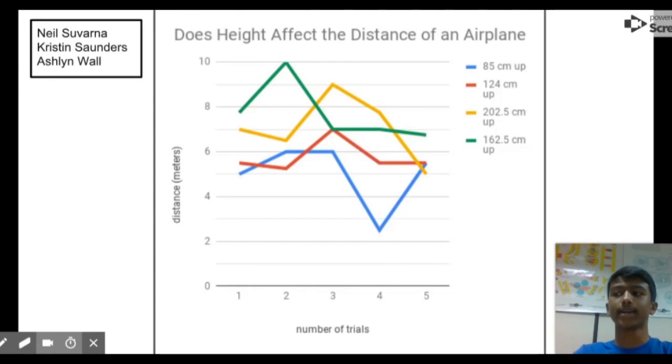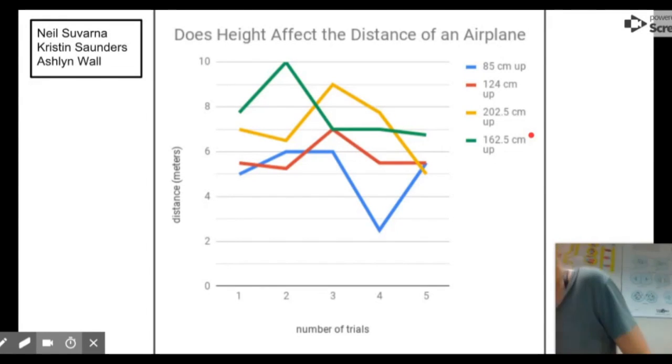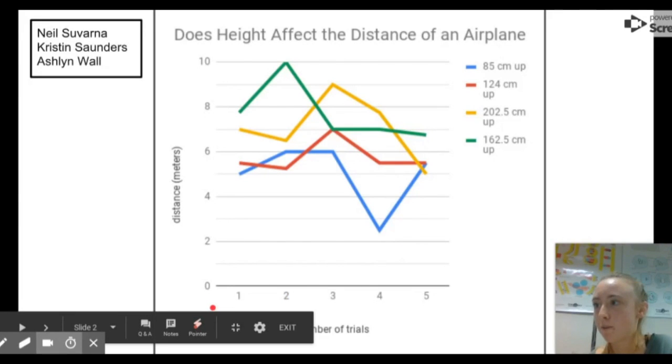Our experiment was how does height affect the distance of a paper airplane? The 4 different heights we used were sitting down, kneeling, standing on a chair, and standing on the ground. As you can see, the variable we used was height. We tested the plane 5 times from each height as shown on the x-axis. We measured the distance traveled in meters as shown on the y-axis.